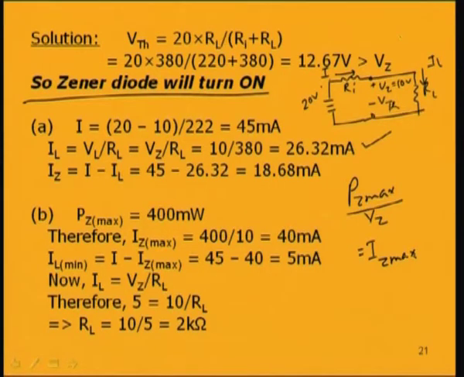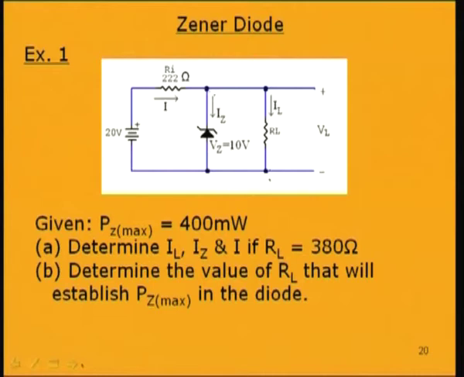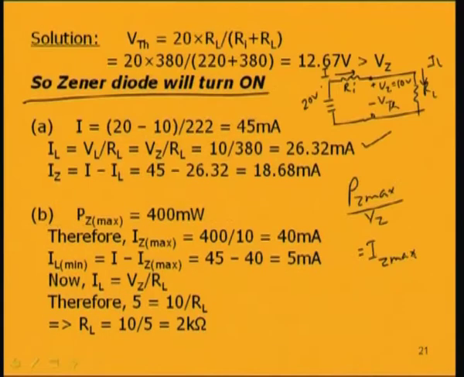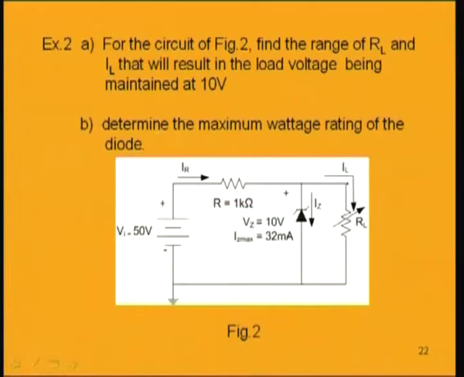So, when the Zener diode current is maximum, then obviously the load current will be minimum, since I is constant. So, that minimum load current we can find out, which is equal to I minus Iz max. I is constant, which is 45 milliampere, we have already found out in part A. 45 minus Iz max 40, that gives 5 milliampere as the load current. So, the load current we know, and the voltage across this load is nothing but Vz. So, VL is equal to Vz.